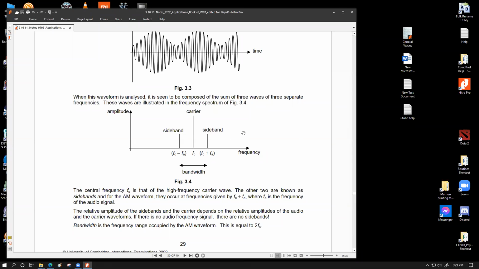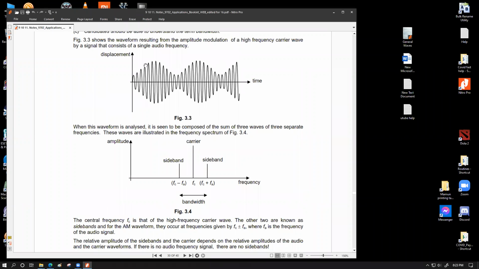No. The primary modulated wave, which comes from the process of modulation, only has one frequency but different amplitude. This is the modulated wave.